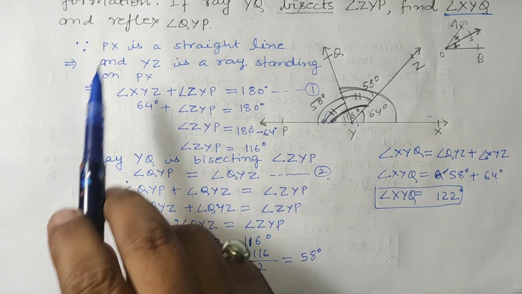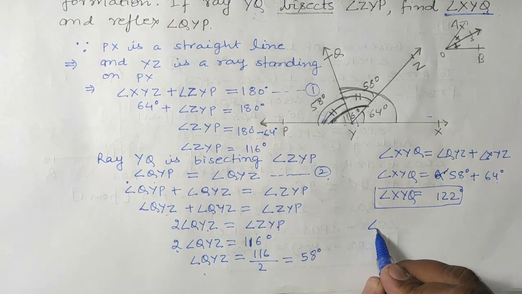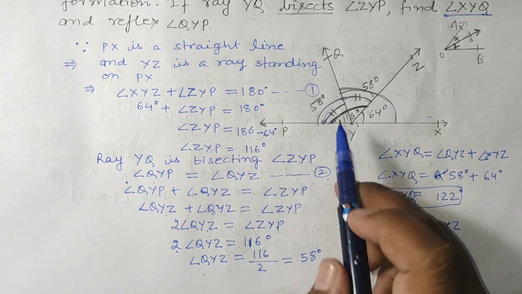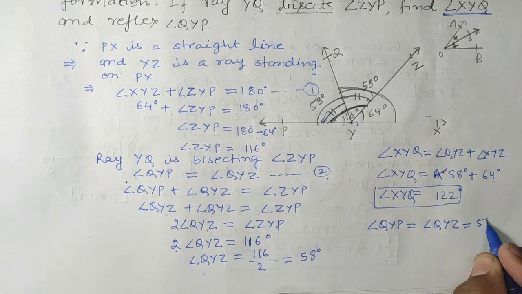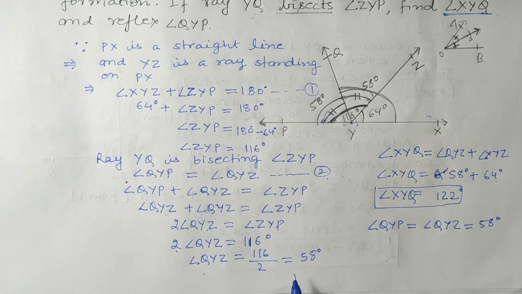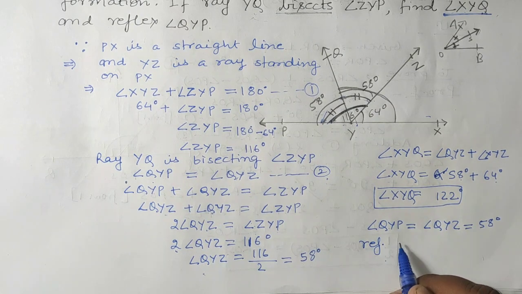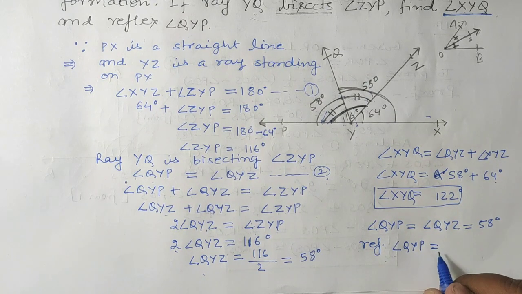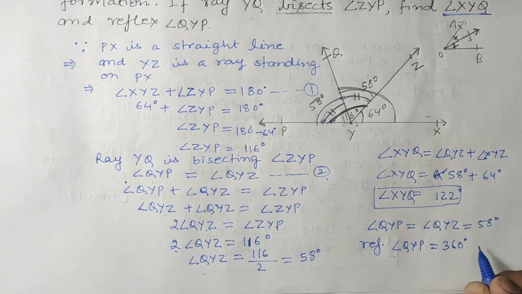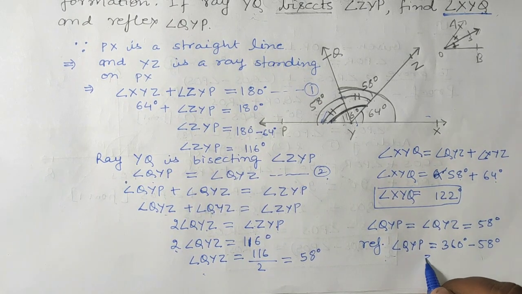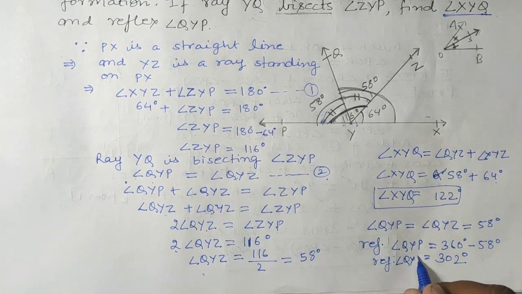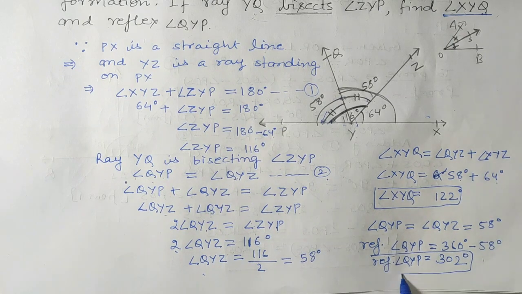In the second, we have to find the reflex of angle QYP. QYP is equal to angle QYZ. This angle is equal to this angle, means it is equal to 58 degrees, that we have found here. Now we have to find the reflex of angle QYP. To find the reflex of any angle, we have to subtract that angle from 360 degrees. So we'll subtract it and we'll get the value of the reflex of angle QYP. So this is the answer of the second question.